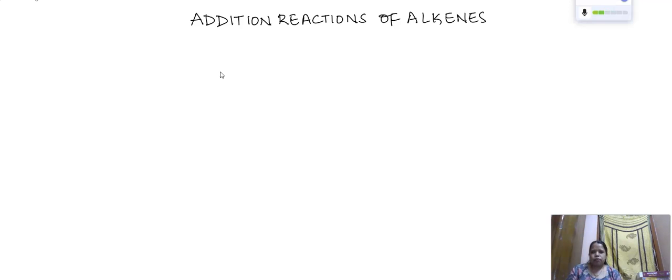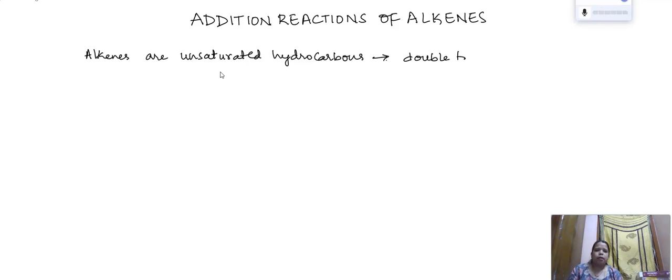So what are alkenes first of all? Alkenes are unsaturated hydrocarbons. So what do they have in their molecule? What type of bonds are present? They usually consist of double bonds. These unsaturated hydrocarbons usually undergo addition reaction.